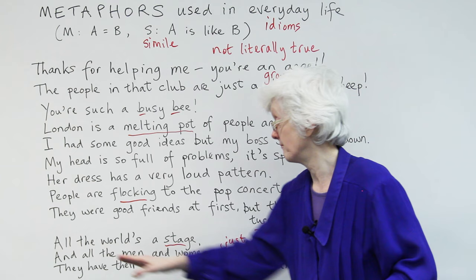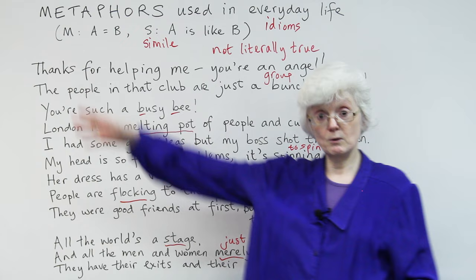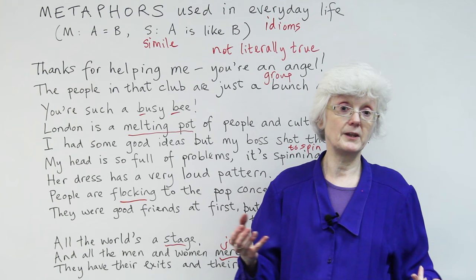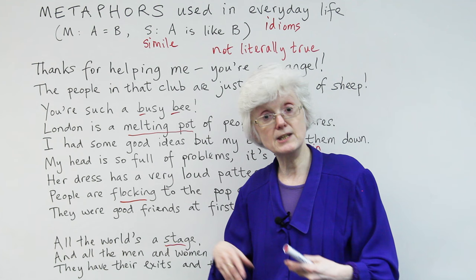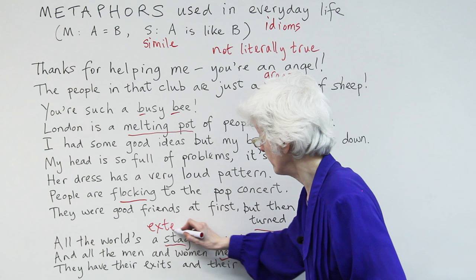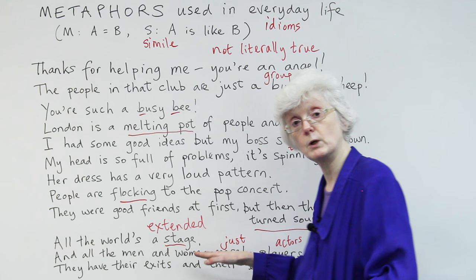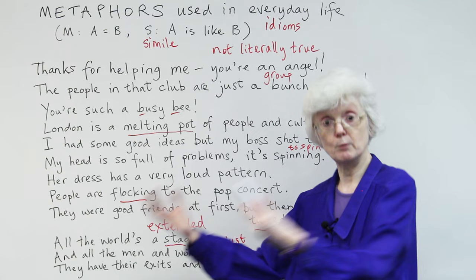All the world's a stage, and all the men and women, merely players. They have their exits, they go off, and their entrances, they come in, they come and go, and they do what they do, they say what they say, and this character thinks they're acting just like in a theatre. So this is what's called an extended metaphor, okay? Because we've got a metaphor and it's adding more and more ideas to it. All the world's a stage, that's a simple metaphor, but then saying more in the same way, all the men and women are actors. They come in, they go out, they come in. So lots of different things that fit into that metaphor.